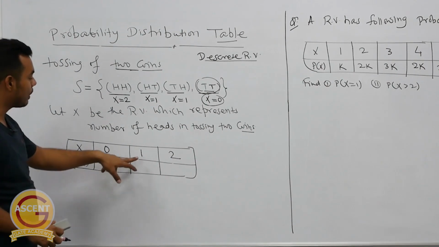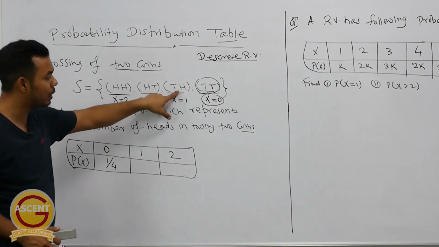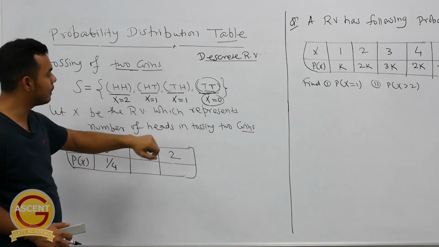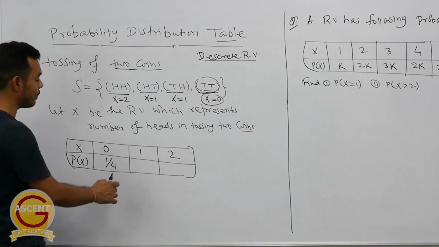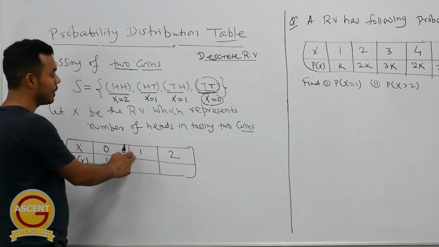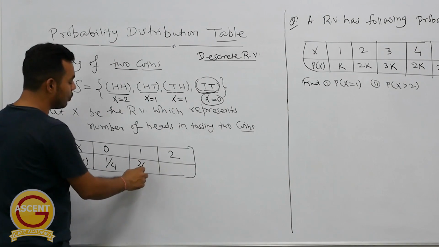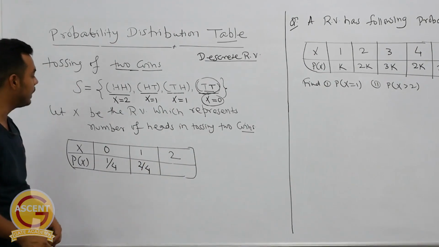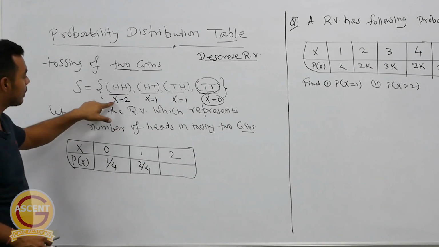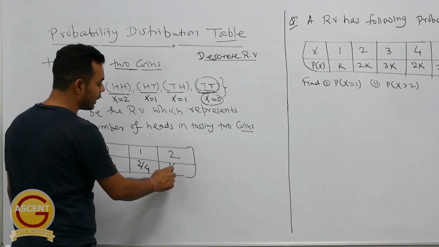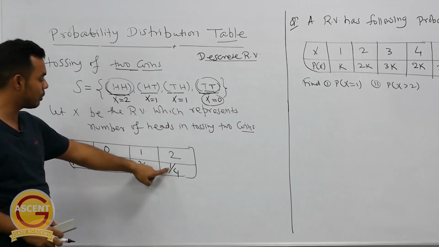Similarly, the probability that X is 1: X is 1 in these two cases, either head tail or tail head. So there are 2 favorable outcomes, these 2, and the total number of outcomes is 4. So the probability that X is equal to 1, which means getting exactly 1 head, will be 2 by 4. And finally, the probability that X is equal to 2 means the outcome has to be 2 heads. Favorable outcome 2 heads, total number of outcomes 4, so 1 by 4.